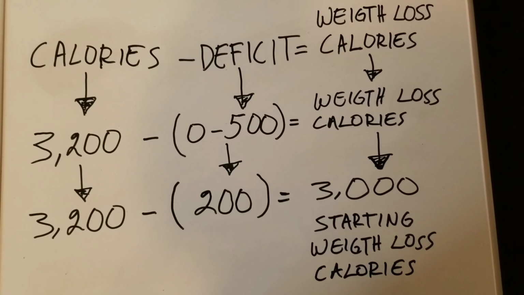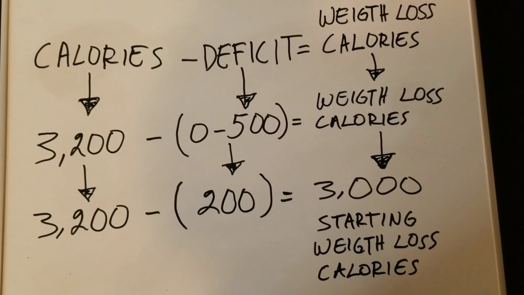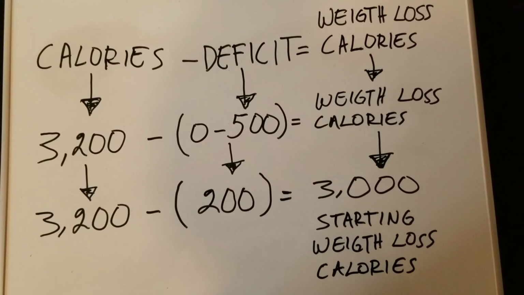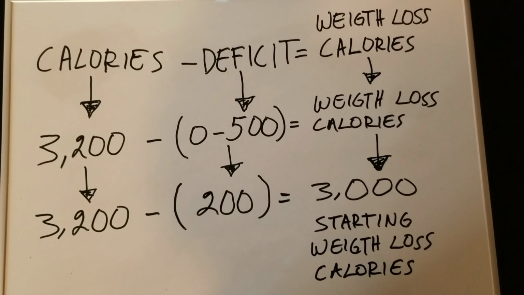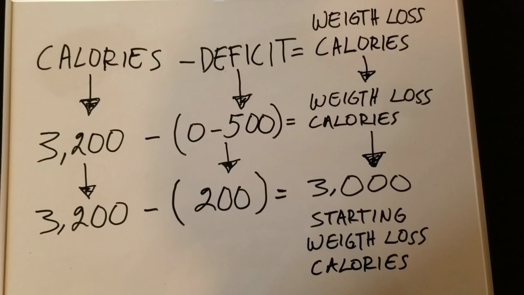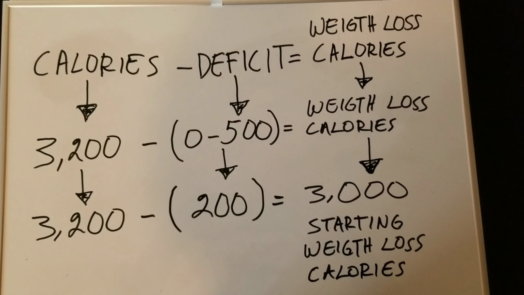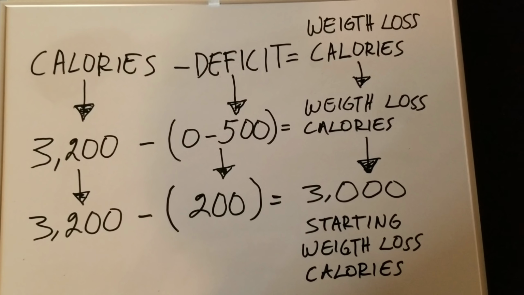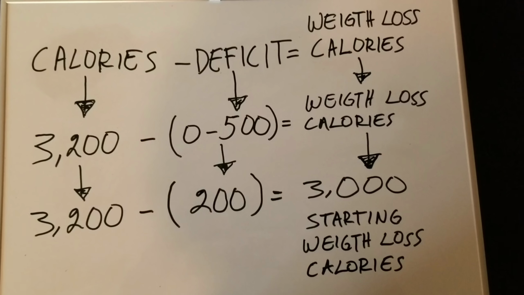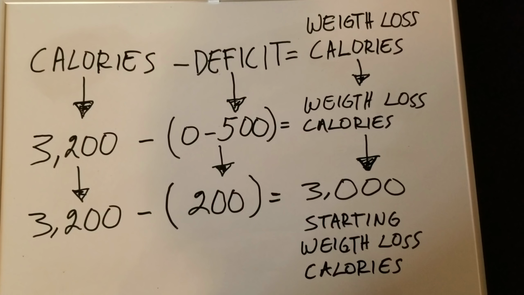So now that we've calculated his maintenance calories of 3,200 calories per day, we need to put this person in a caloric deficit. To do that, we need to choose a number between 0 and 500 calories. I always suggest starting with a number in between, because the higher the number, the higher the deficit. So in this example, I'm going to use 200 calories as the deficit. So we take the maintenance calories of 3,200 calories per day and subtract 200 calories. That gives us a total of 3,000 calories. That's the starting weight loss calories.